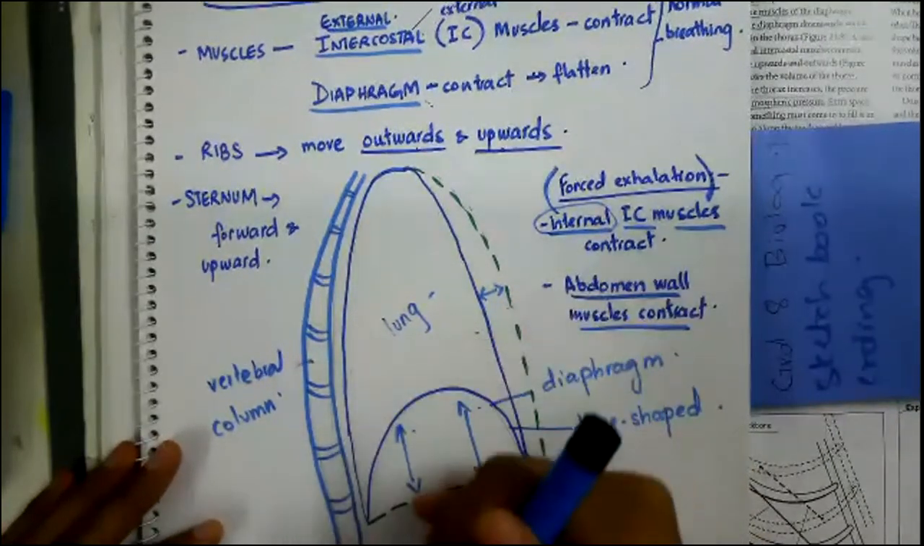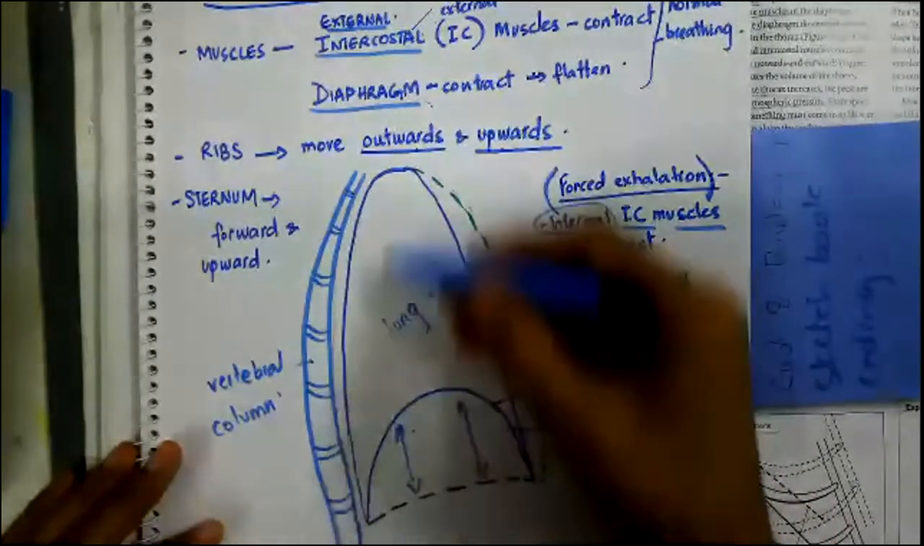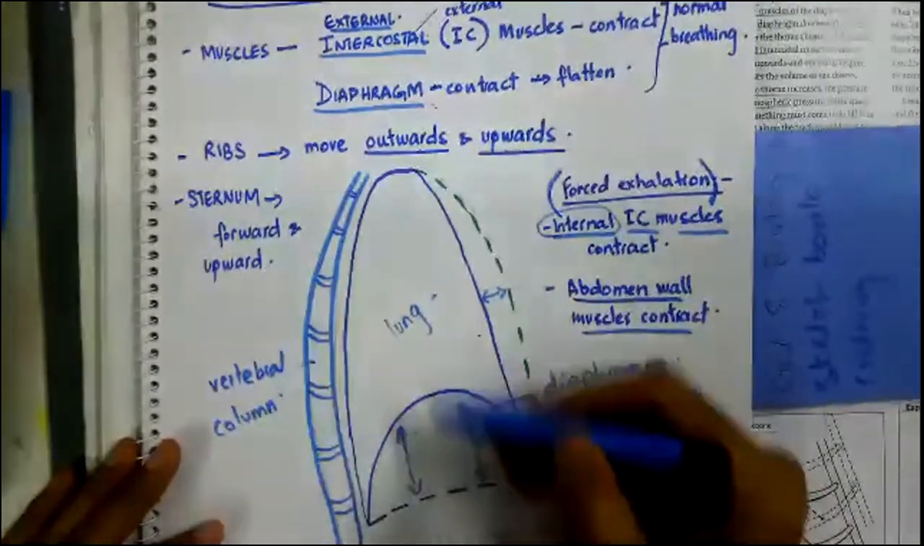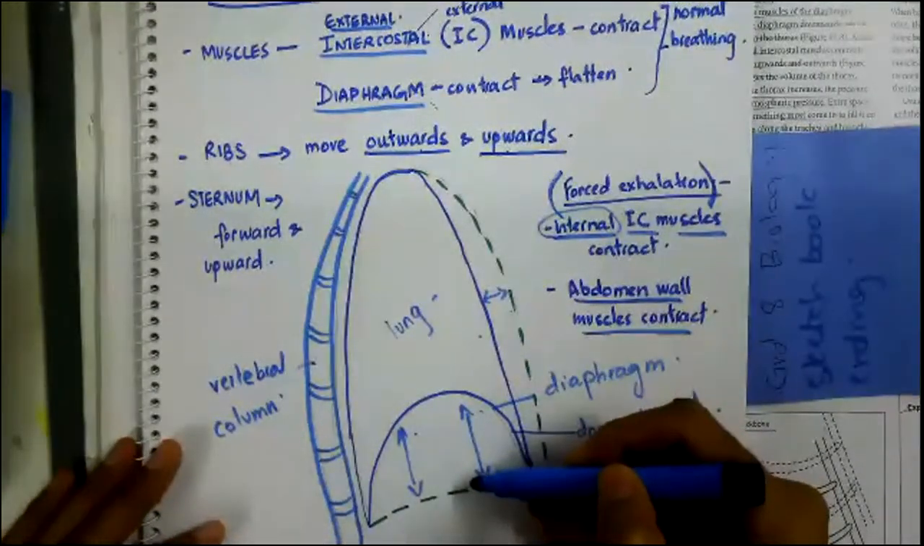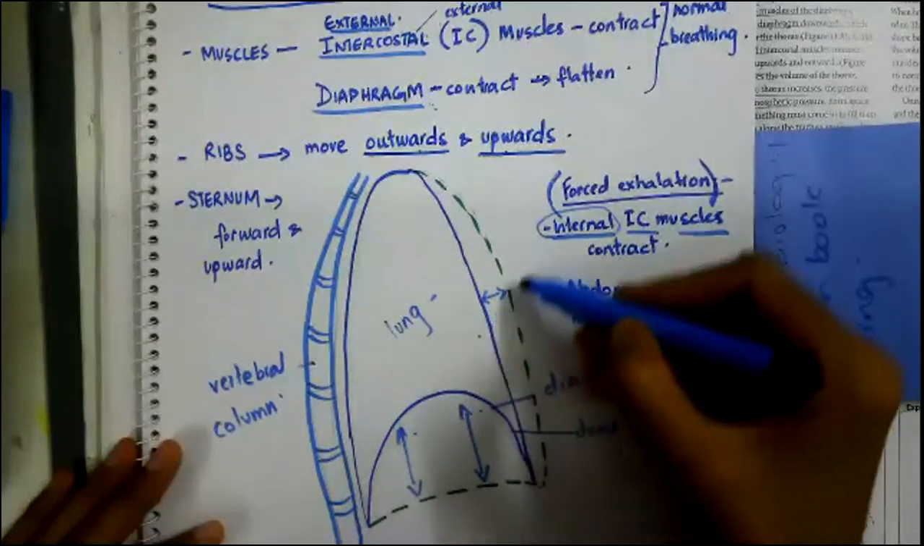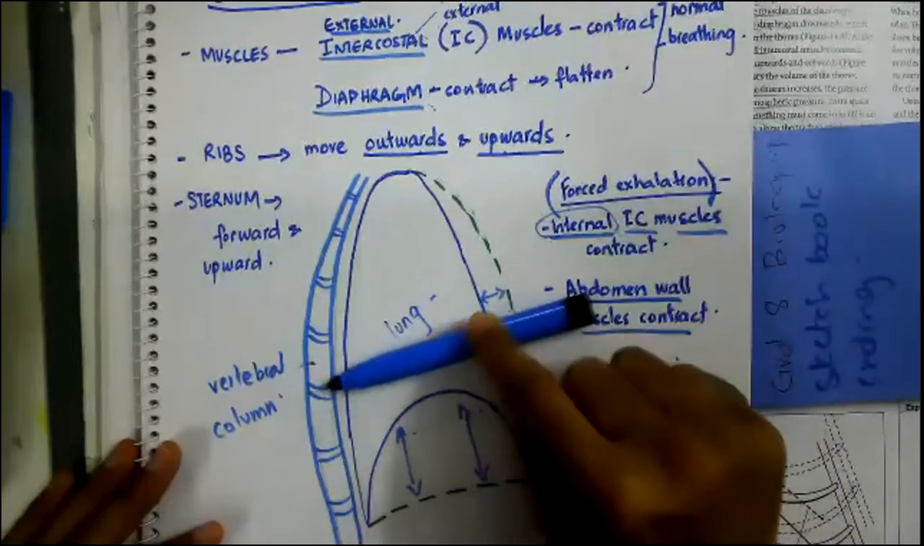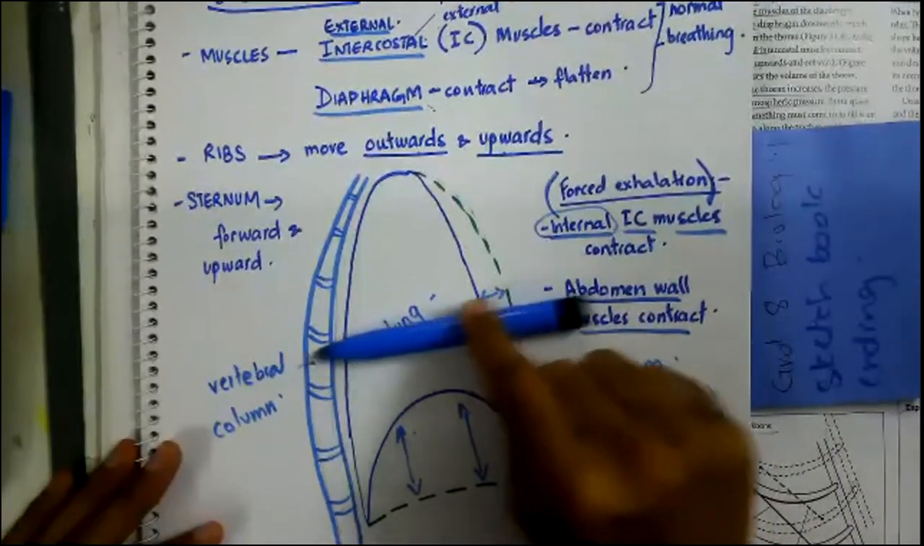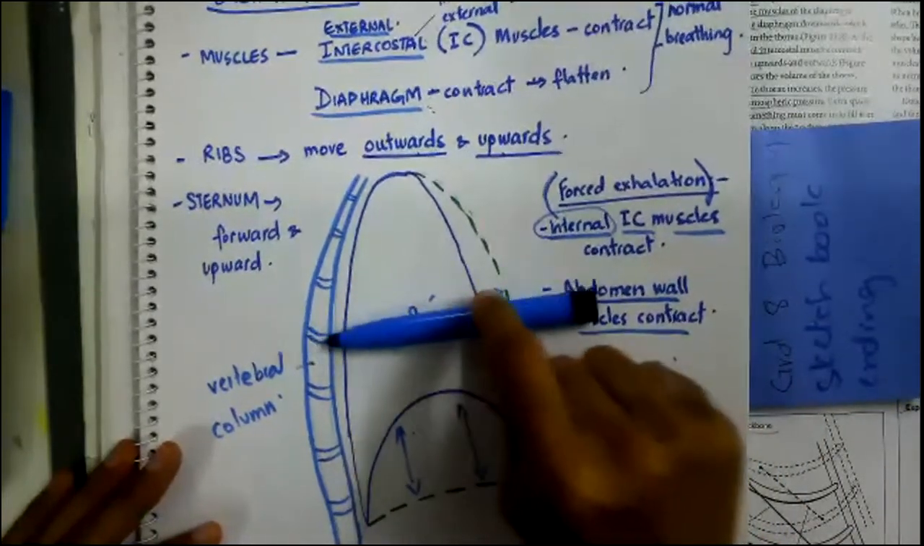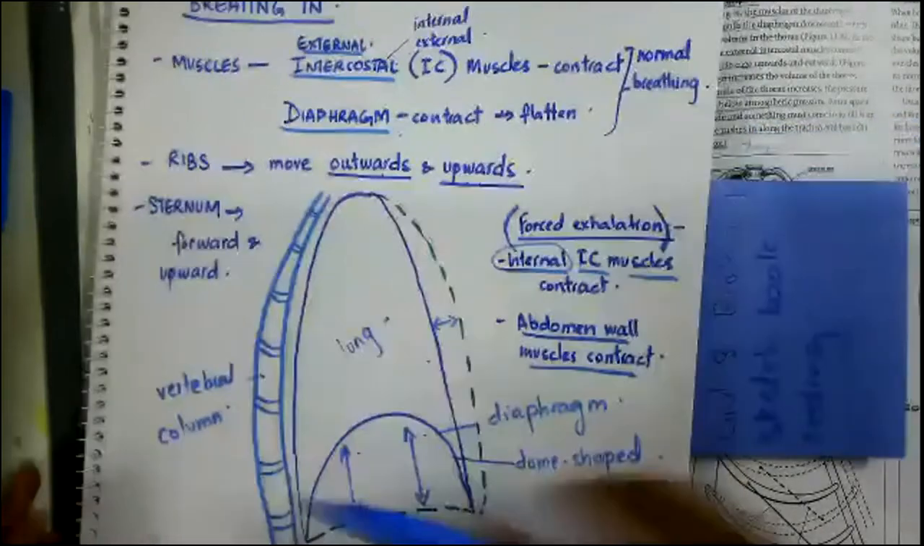So flattening of the diaphragm increases the height, or the length, whatever you want to call it. And the outward and the upward movement of the ribs causes a widening of the thoracic cavity, or you can say, enlargement of the diameter of the thoracic cavity.